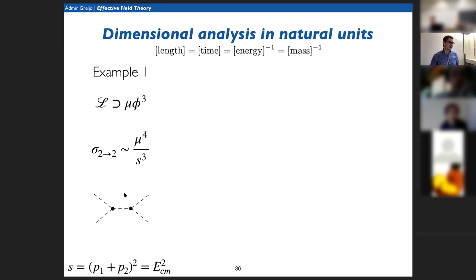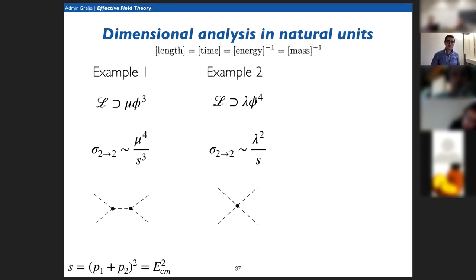And imagine that these particles are very light and you are scattering at energies that are much bigger than their mass. So the only relevant scale in your problem is s, which is the center of mass energy. Just by dimensional analysis, to match the units between the cross section and the right-hand side, you get that this goes as one over s cubed. So it is very enhanced at low energies, and it gets suppressed very quickly at high energies.